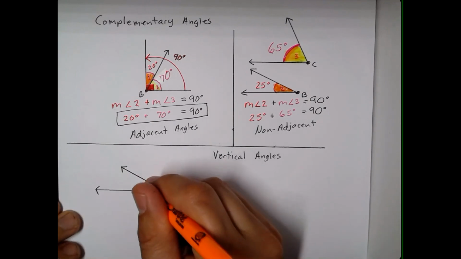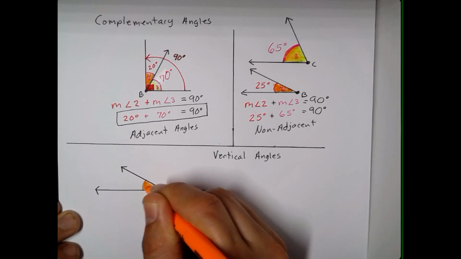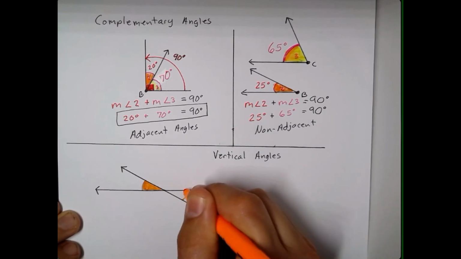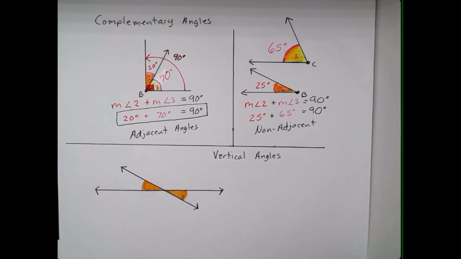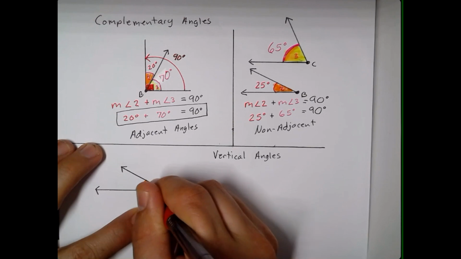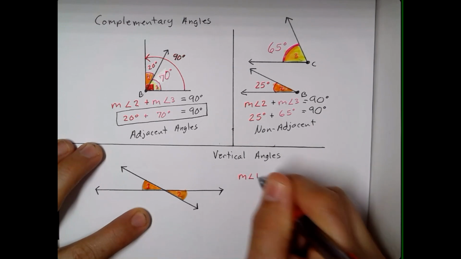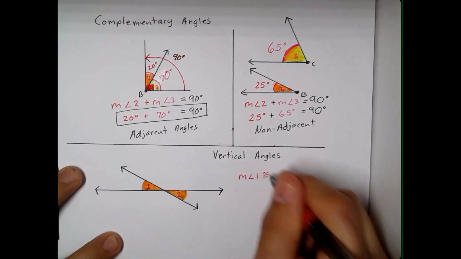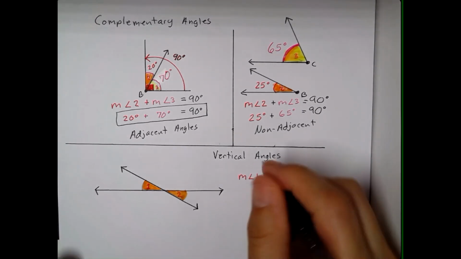So just to give you an example, I'm going to highlight them. If I were to shade this area in right here, the vertical angle would be the angle on this other side, right over here. So let's say this is angle 1 and angle 2. So we could say the measure of angle 1 is equal to, or we can even use the little congruent symbol, is congruent to the measure of angle 2 by the definition of vertical angles.